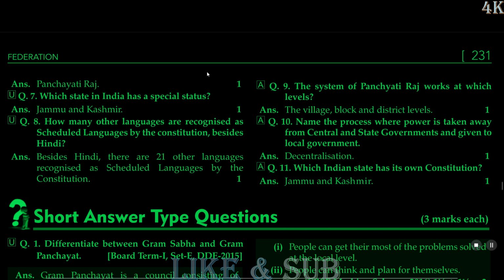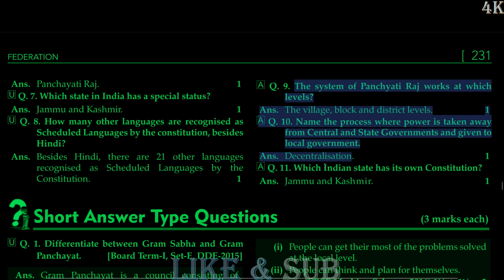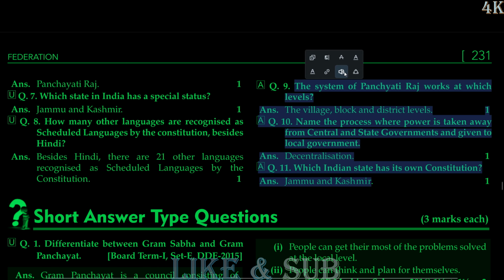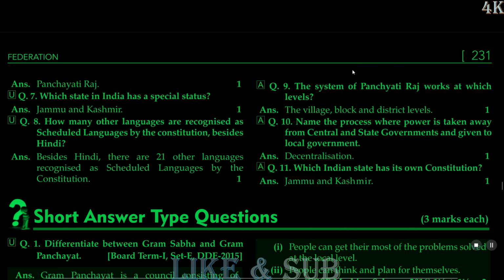Which state in India has a special status? Answer: Jammu and Kashmir. 1. How many other languages are recognized as scheduled languages by the Constitution, besides Hindi? Answer: Besides Hindi, there are 21 other languages recognized as scheduled languages by the Constitution. The system of Panchayati Raj works at which levels? Answer: The village, block and district levels.